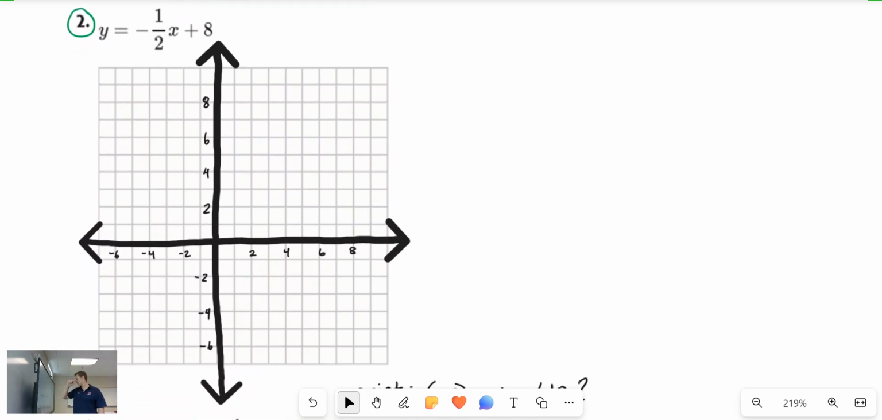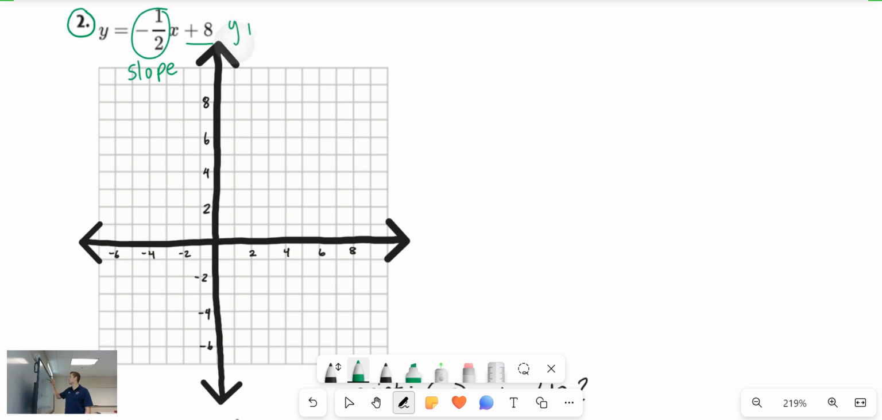This one we'll do a little bit faster, with a little less explaining. Okay, y equals negative 1/2 x plus 8. So negative 1/2 is the slope, and 8 is the y-intercept. I should write y-intercept. All right, so we have the slope and the y-intercept, so that's actually all we need in order to graph.